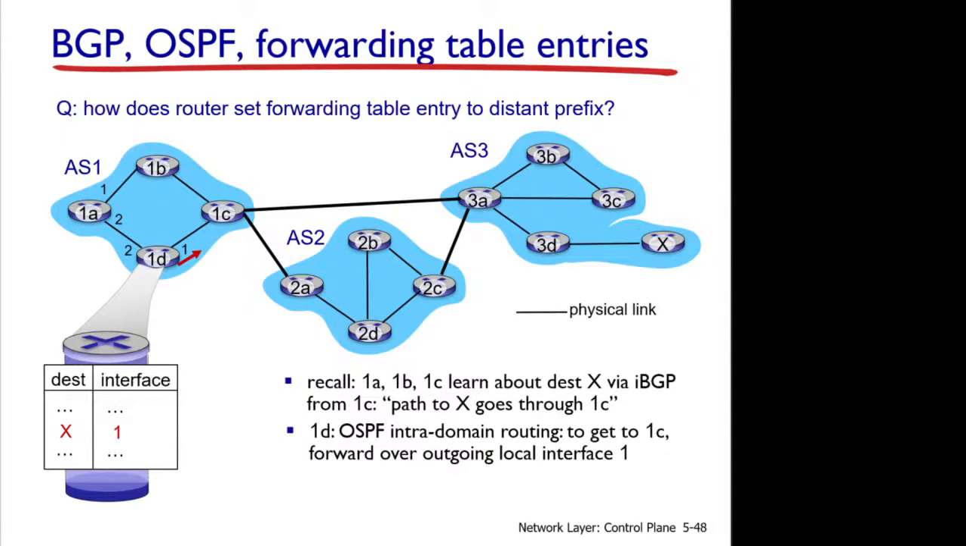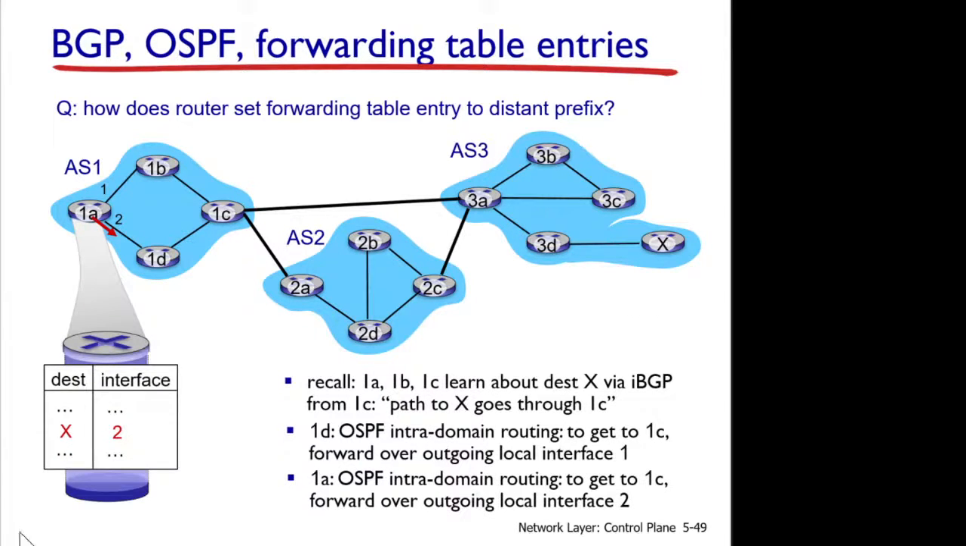What about over here, 1A? Well, 1A will have in its table: destination X is reachable via interface 2. So it doesn't have any further information. It just has, look, if you've got a datagram for X, send it on 2, then 1D will send it on 1 over here, and then it'll get to 1C. So that's the kind of low-level information that's actually maintained in the routing tables. They don't necessarily maintain path information. They just maintain next link information.